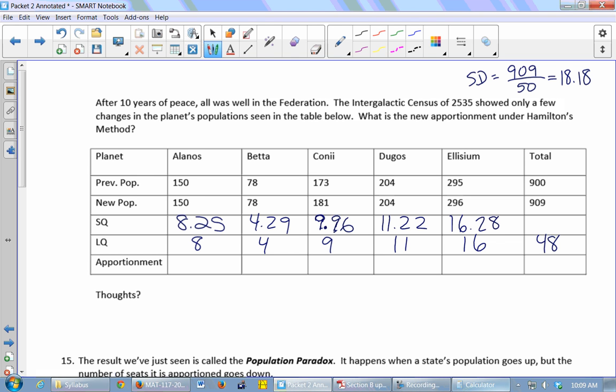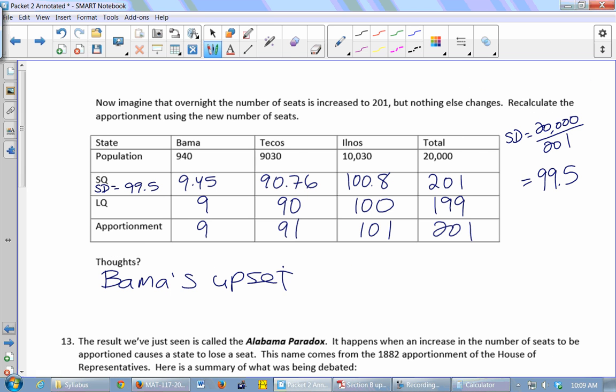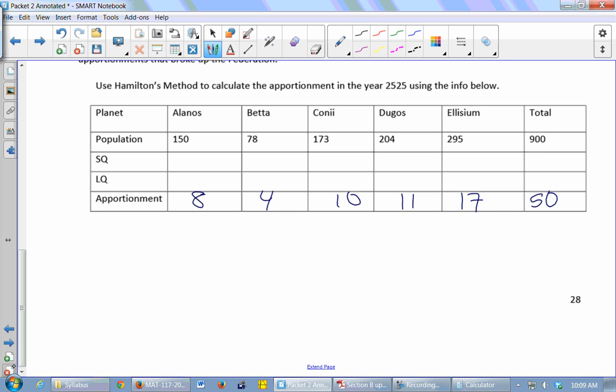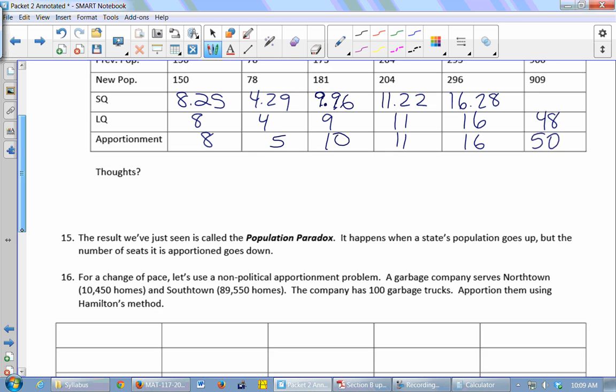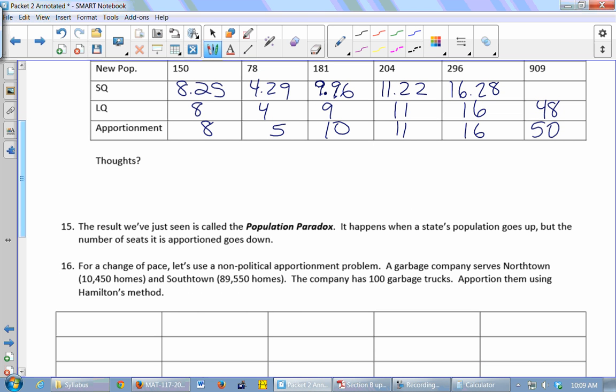Coney and Beta. 0.29 is the biggest. So this is going to be 10, this is going to be 5. Everyone else stays the same. Okay, so remember our previous apportionment was 8, 4, 10, 11, 17. This was the previous.